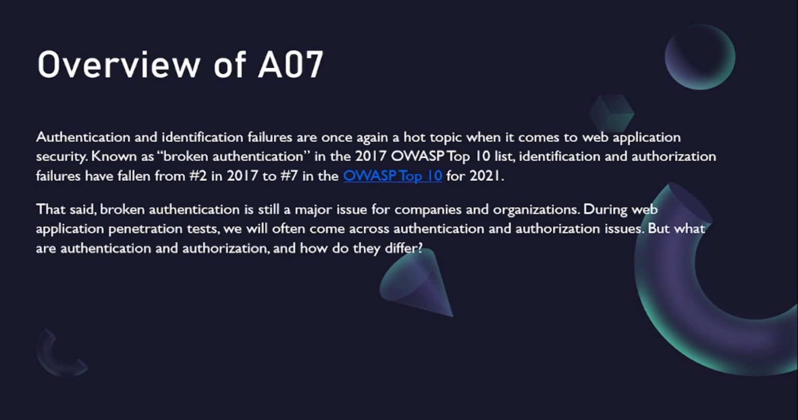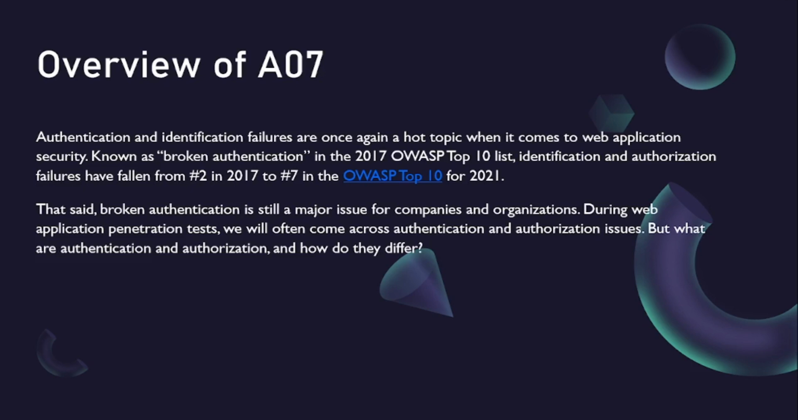Authentication and identification failures are once again a hot topic when it comes to web application security. Known as broken authentication in the 2017 OWASP Top 10 list, identification and authentication failures have fallen from #2 in 2017 to #7 in the OWASP Top 10 for 2021. That said, broken authentication is still a major issue for companies and organizations.